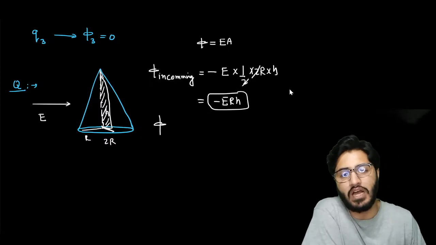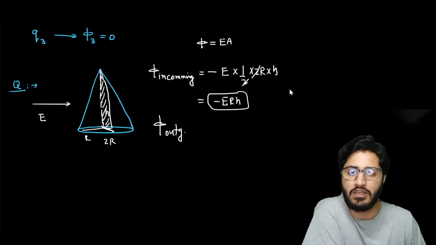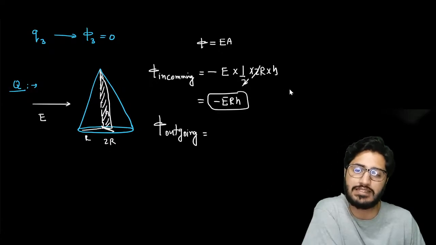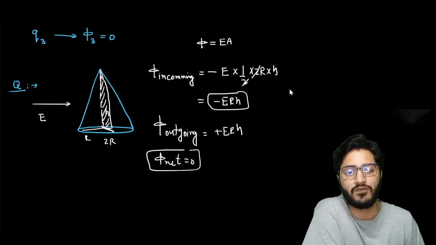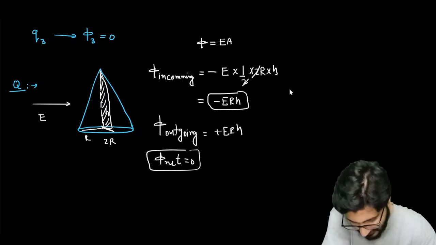If you need to find outgoing flux, that would be plus ERH. So what is the net flux? The net flux will be 0. We know it, no?